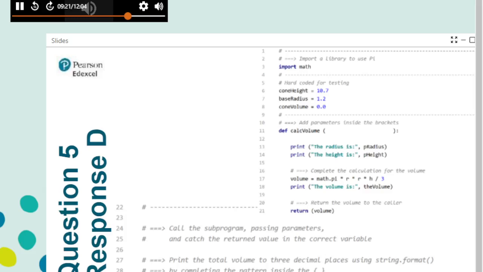1 mark for formatting cone volume to 3 decimal places on line 29. 1 mark for functionality as some lines translate and execute. The decompositions do not, so marks must be limited. The output is printed to requirements even though the value is incorrect. The total marks are 4.